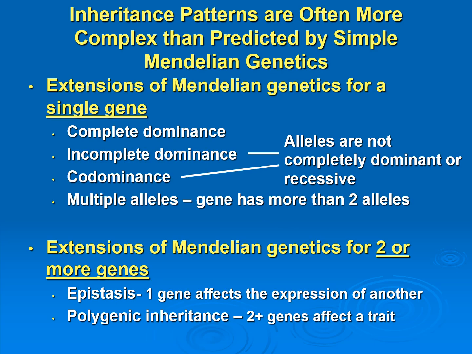So there are some other inheritance patterns that occur besides the complete dominance that we've been looking at. We're going to learn about incomplete dominance, codominance, multiple alleles, epistasis, and also polygenic inheritance.